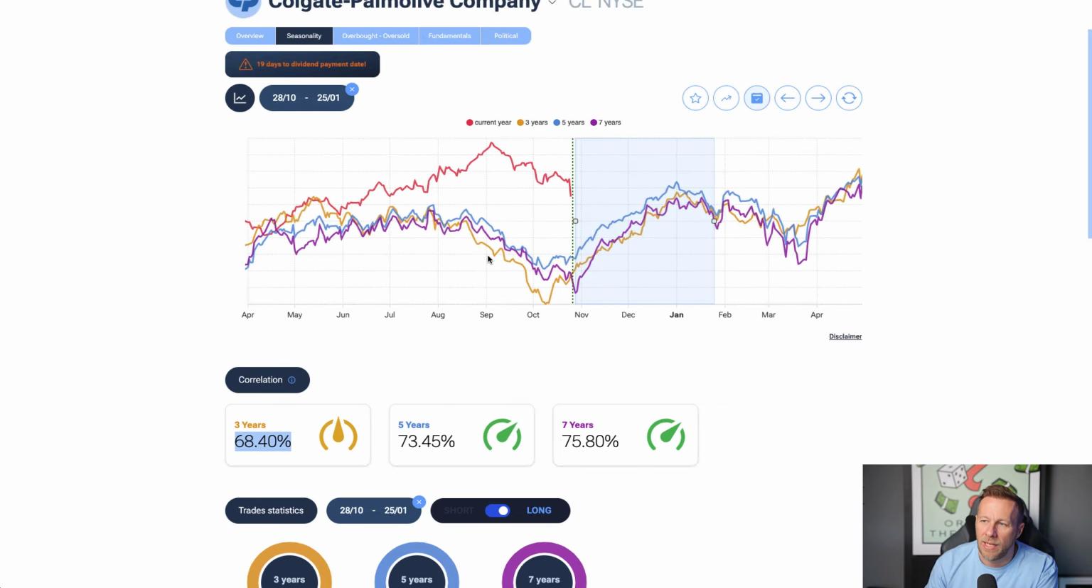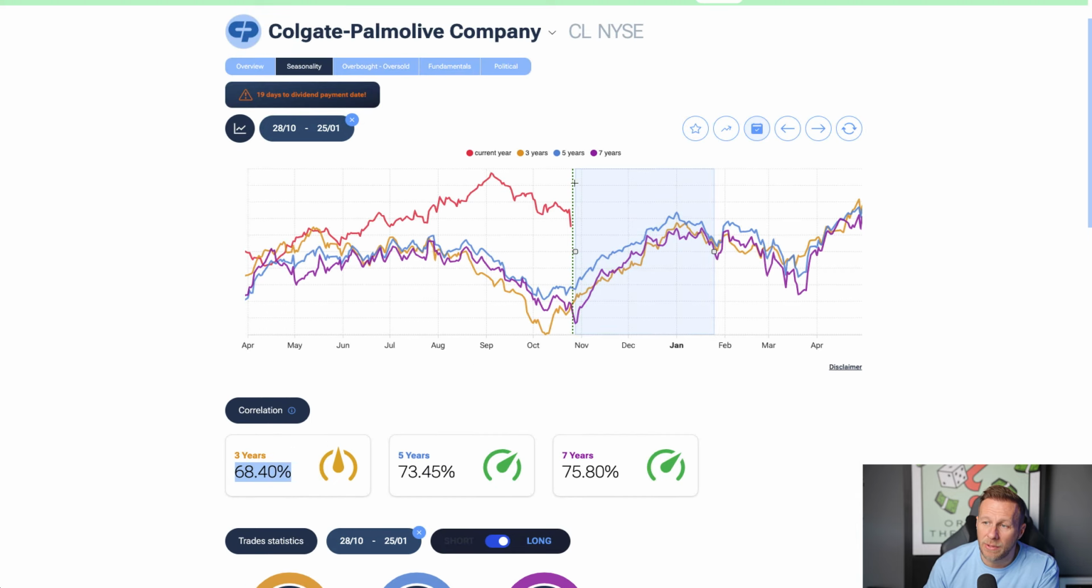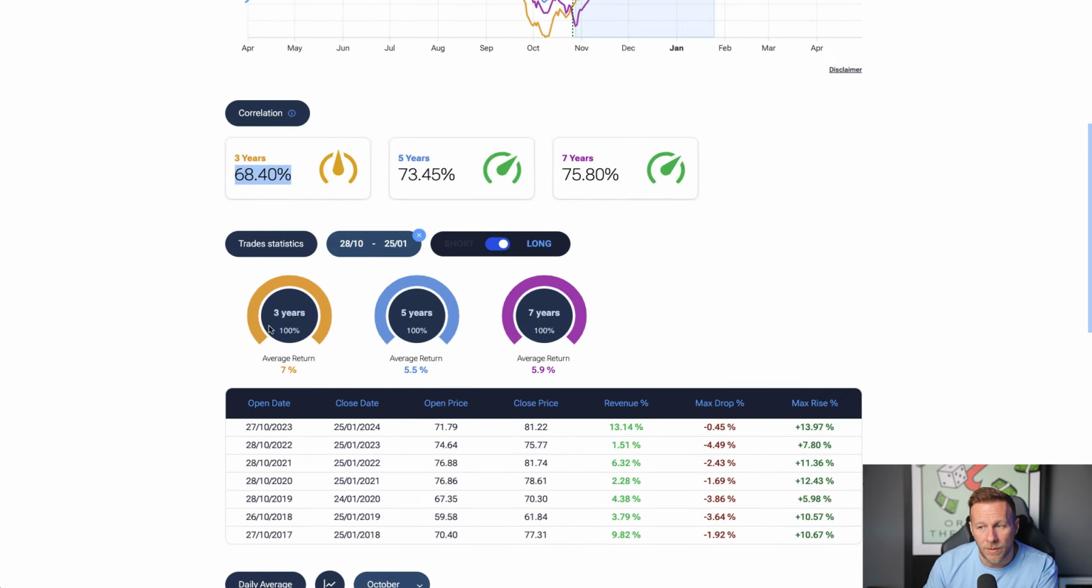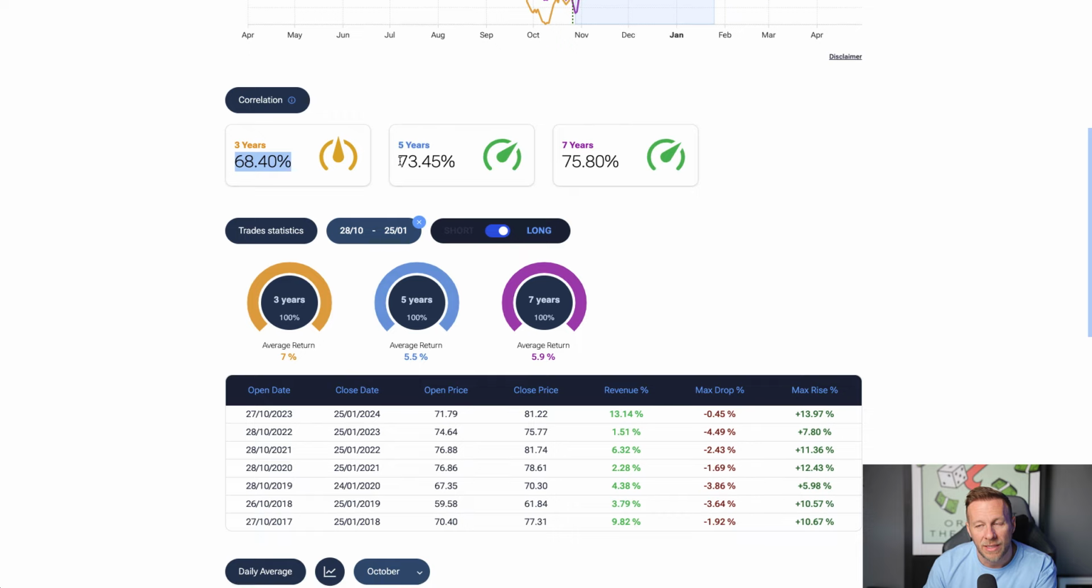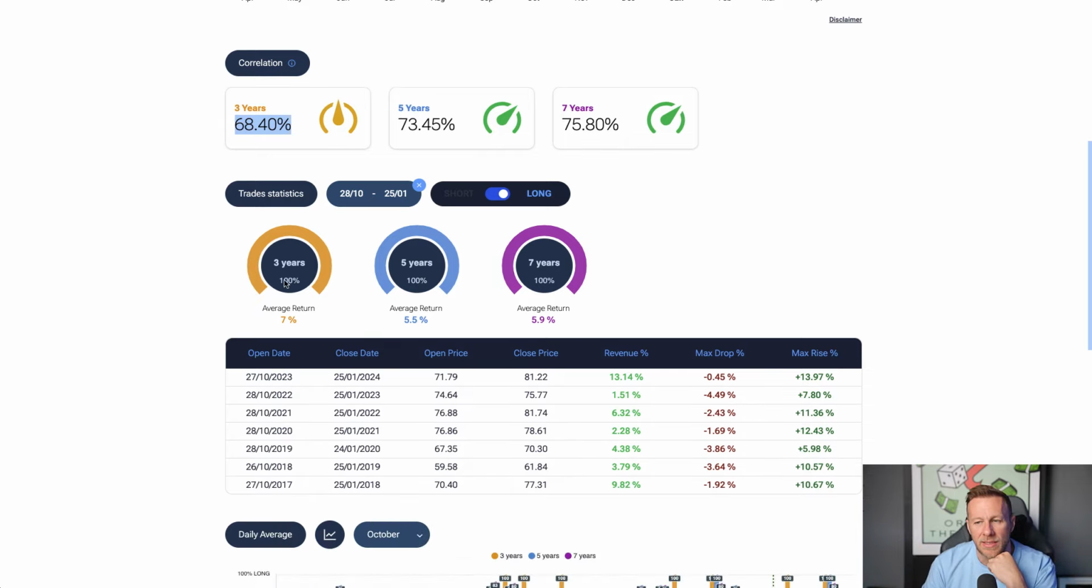the trade statistics. And you can see that we're looking for a long in this case, right? And you can see 3-year, 100% return, 5-year, 100% return, 7-year, 100% return. If I was to take the trade from this here, 28th of October, right through to the end of January, 25th of January, 2025 in this case, these are the seasonal statistics, and this is the correlation score with the current price. So that's pretty good, because it means that we're getting above a 70% correlation with the price right now and the 3-year, 5-year, and 7-year seasonality. And then when we look down at that period in time, the trade statistics are 100% over 3 years, 100% over 5 years, 100% over 7 years.